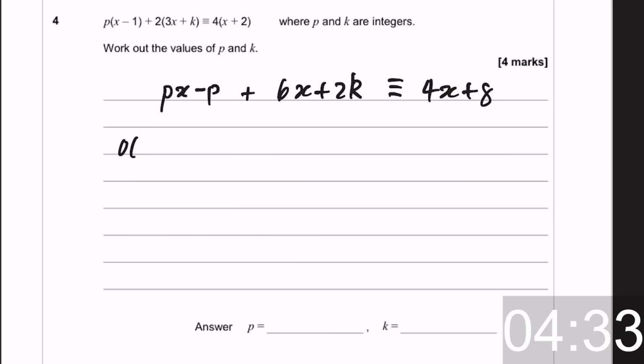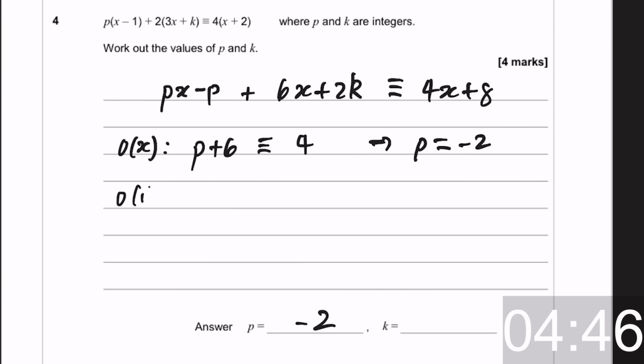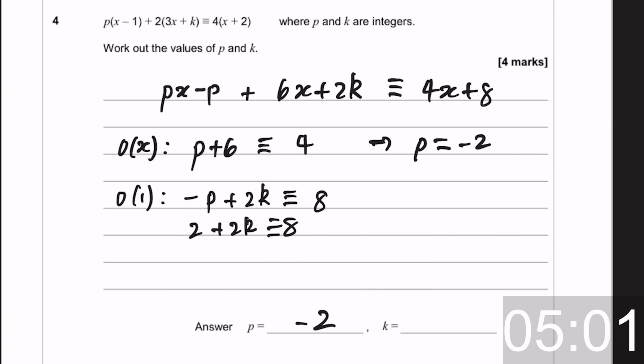Interesting. So I've got to balance term by term. So if we do order x, let's see where we're going with this. Then I've got p plus 6 on the left, and that must be identical to 4, which tells me that p is minus 2. And then if I look at the constant order, then I've got minus p plus 2k needs to be identical to 8. So minus p is minus minus 2, which is 2. So that's now 2 plus 2k is 8. So 2k is identically 6, which tells me that k must be 3.